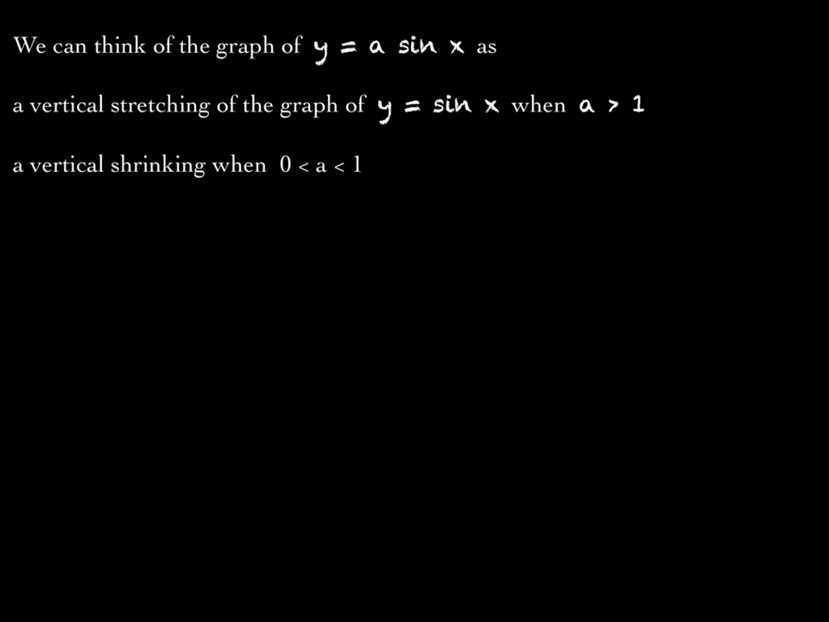So in conclusion, we can think of the graph of y equals a times sine of x as a vertical stretching of the most basic, or sometimes I call it the parent function, y equals sine of x, whenever a is greater than 1. Like in this case that we just came from, this a value was 2. And so the graph of sine of x got stretched by a factor of 2. If that value a in the front is a fraction between 0 and 1, then it's not going to be a vertical stretching, it'll be a vertical shrinking.